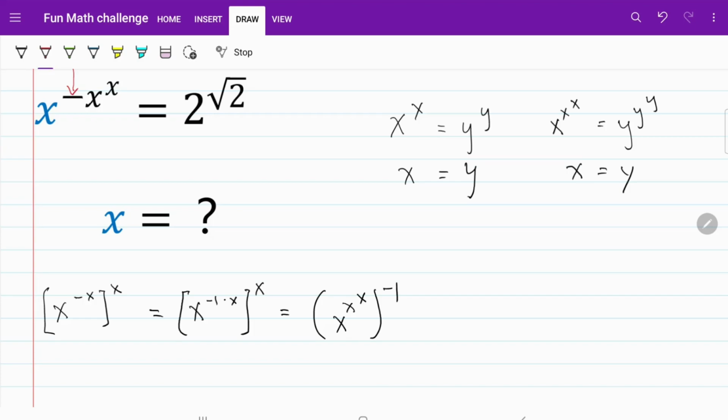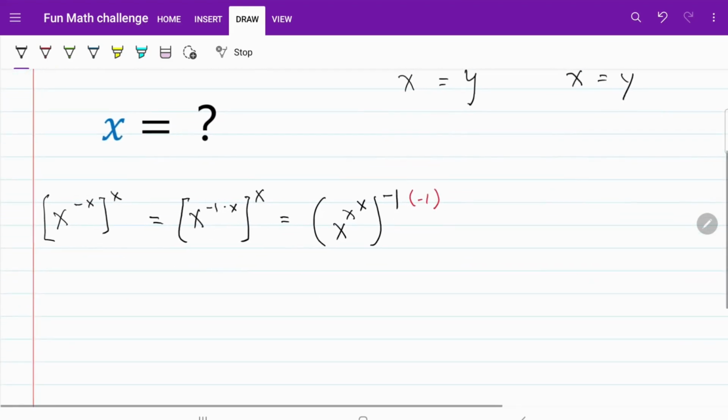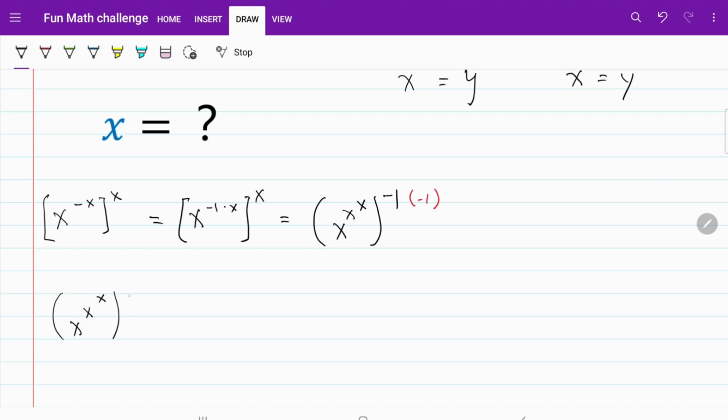So how do we get rid of the negative 1? We can multiply it by another negative 1. Don't forget, if we do that to the left hand side, then we have to do that to the right hand side. So let's write everything out in a nice and tidy manner. I have on the left hand side x to the power of x to the power of x negative 1 multiplied by negative 1 is equal to 2 to the power of square root 2 again multiplied by negative 1.